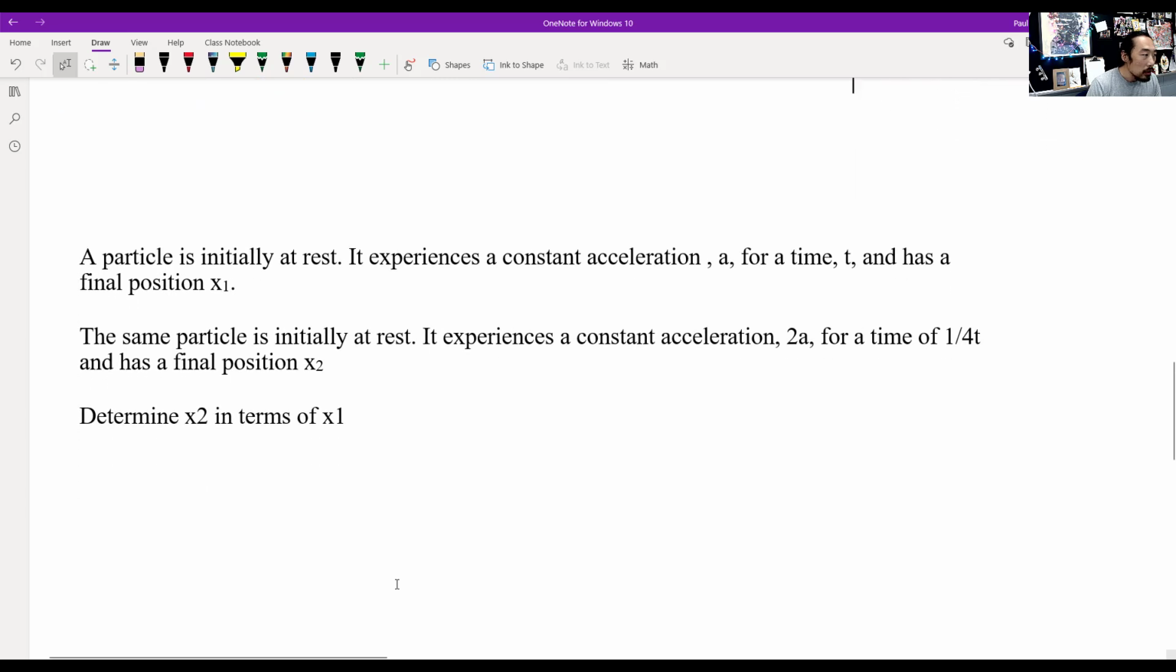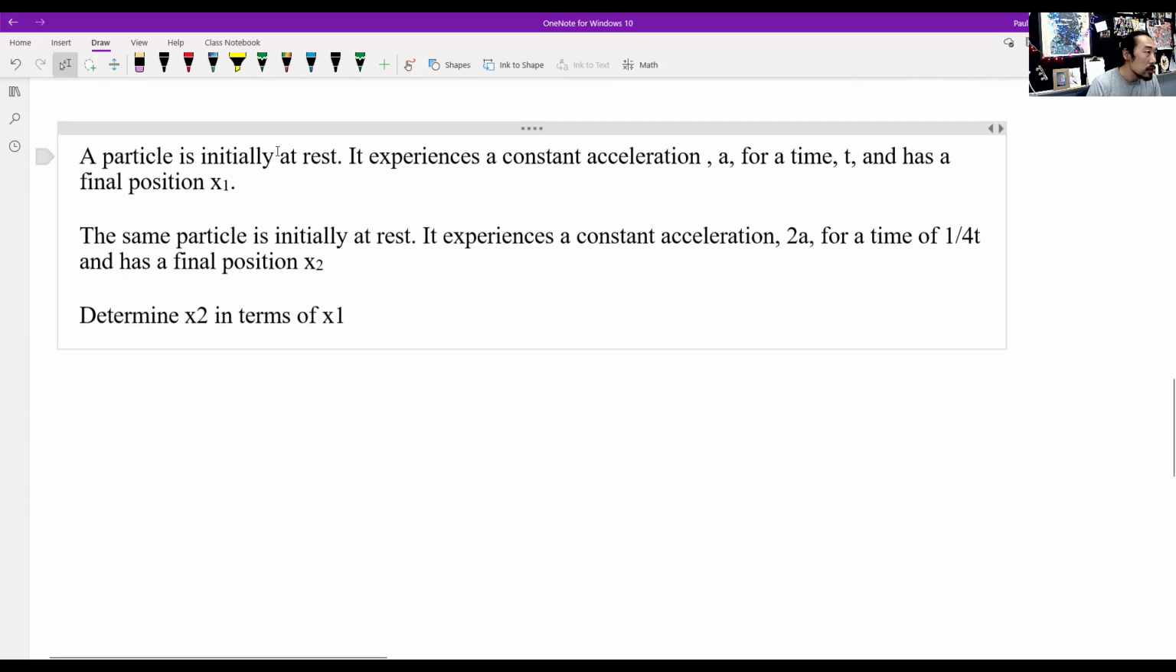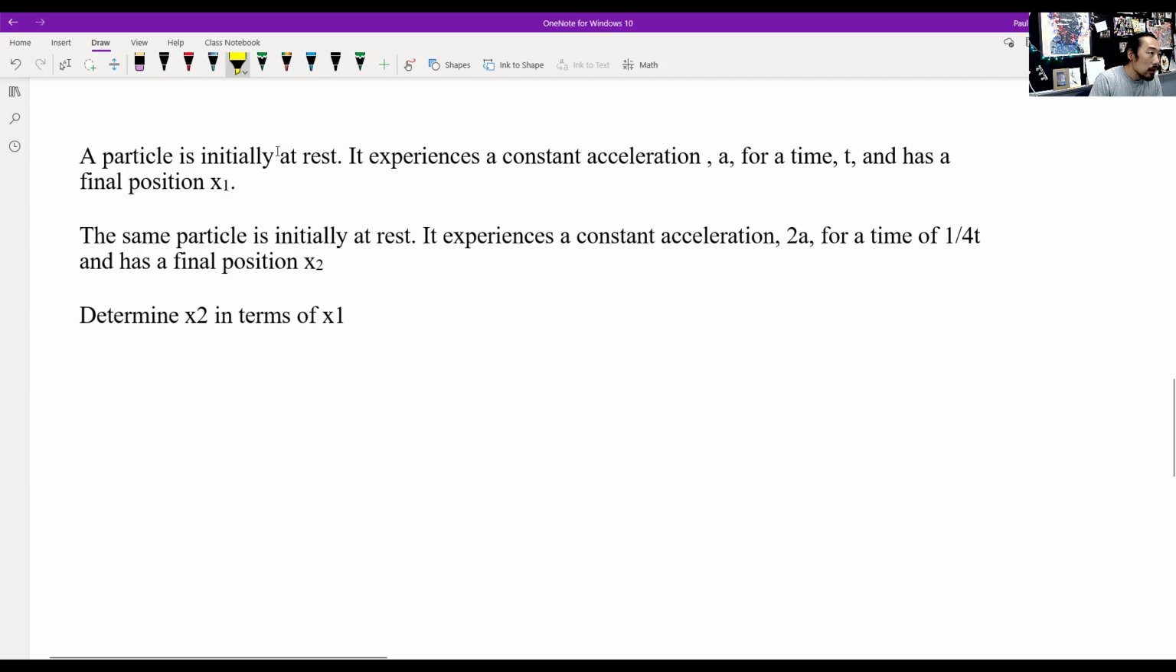So here we have a particle that is initially at rest. It experiences a constant acceleration a for a time t and has a final position of x1. The same particle is initially at rest. It experiences a constant acceleration of twice the acceleration for a time of a quarter of the initial t and has a final position of x2. Determine x2 in terms of x1. So we're trying to find that x2 there.